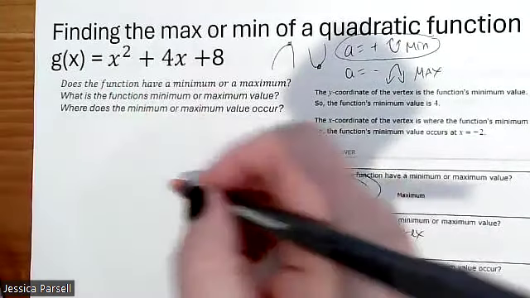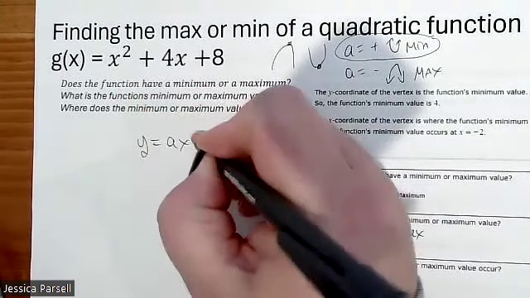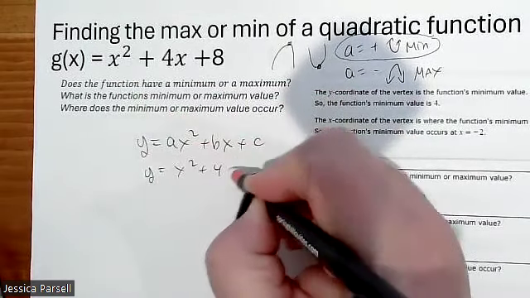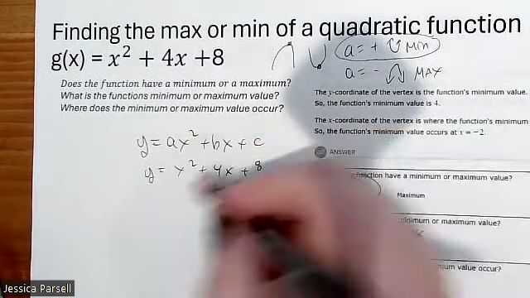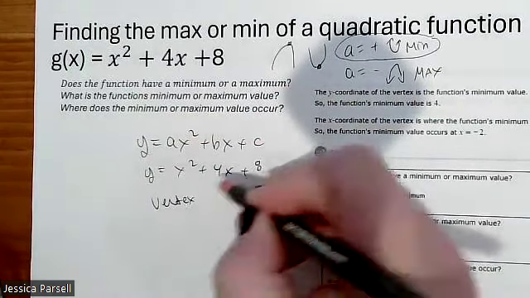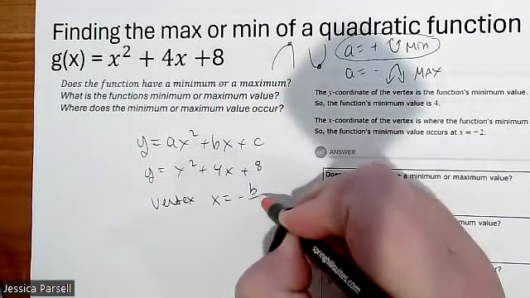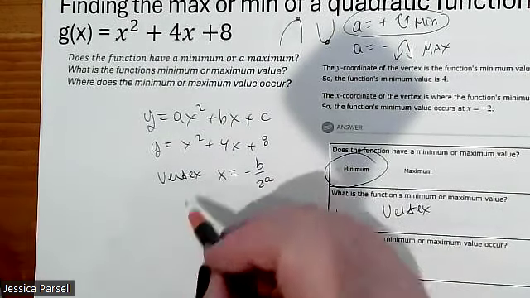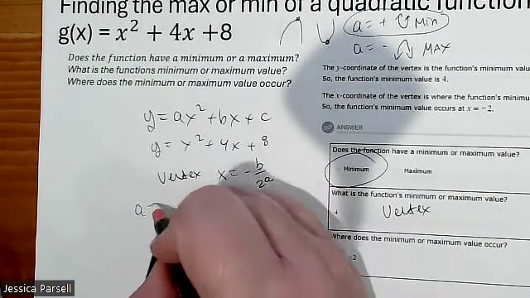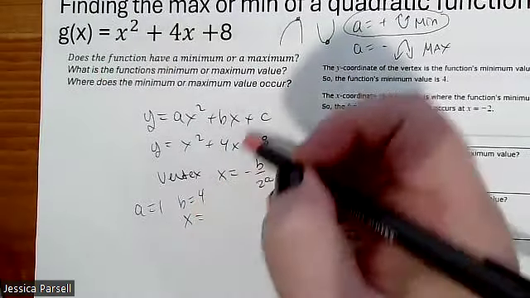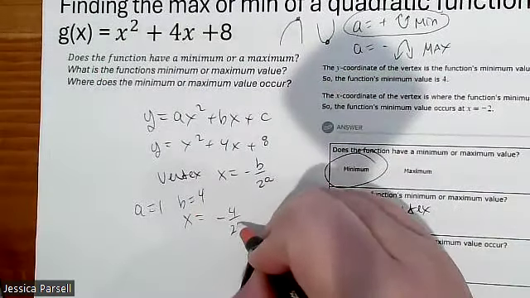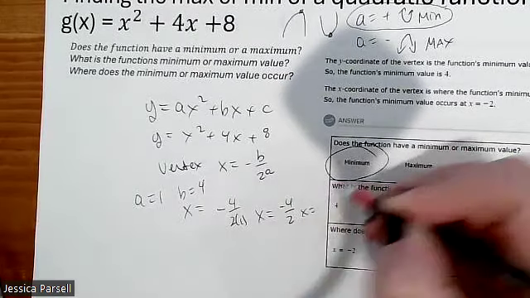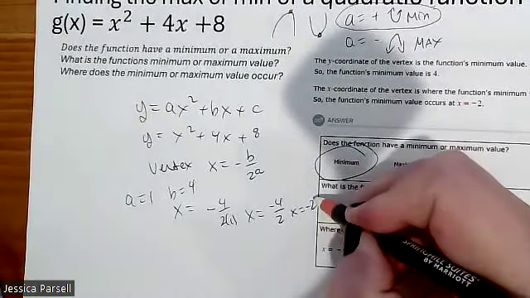So remember, when you have a function in this format, let's write this out. When you have this little parabola in this format, your vertex, you can find your x value by doing -b over 2a. All right, so what is our a value? Our a value is 1 and our b value is 4. So x = -4 over 2 times 1, x = -4 over 2, x = -2.